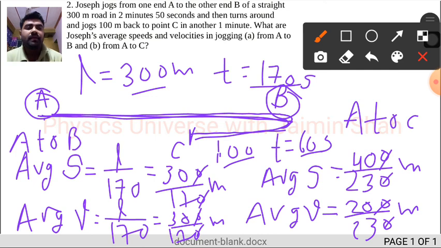See, average speed can be the same as average velocity or greater than the velocity, but velocity can never be greater than average speed.